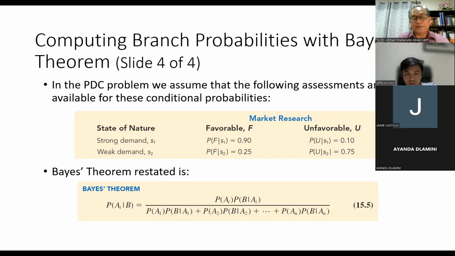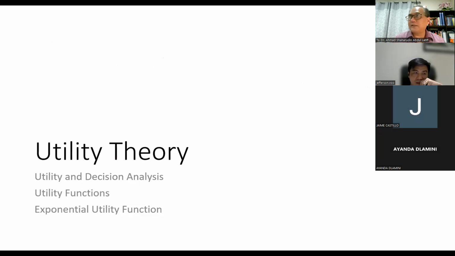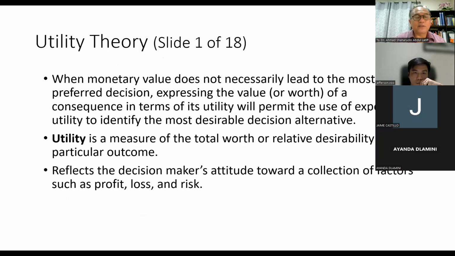Okay, they just use this formula. This is a conditional problem, meaning conditional probability. So a certain situation has happened, and then what are the chances of this situation happening? For example, favorable, and then this is the 0.9, a strong demand, and unfavorable, but a strong demand. Okay, and then the last one is on utility theory.